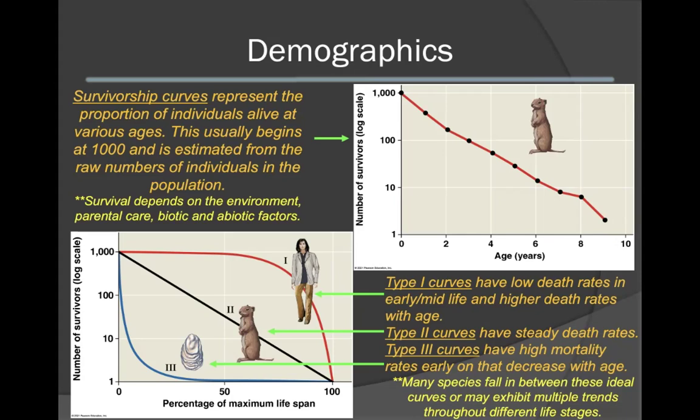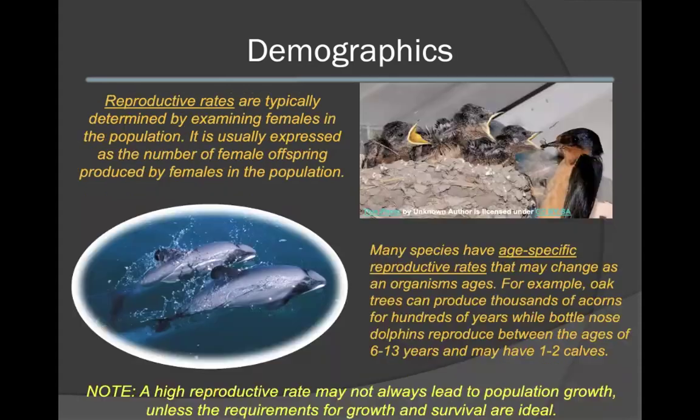Type 2 curves typically exist when a population or group of individuals have steady death rates. Type 3 curves, on the other hand, have high mortality rates early on within the population, and this mortality will decrease with age. Although we have three distinct survivorship curves here, many species will actually fall in between these ideal curves. In addition, populations may exhibit multiple trends that are present within these curves throughout different life stages.